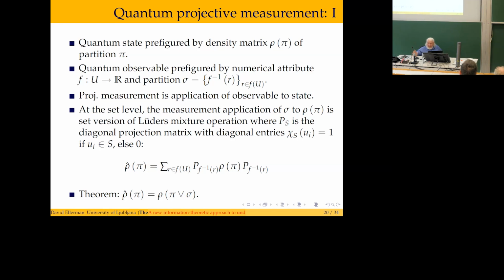So let's do the set version of a Lüders mixture operation, because we have the dictionary to translate these things back and forth. So the Lüders mixture operation, you remember, you pre and post multiply your pre-measurement density matrix by these projections. So in this case, it's just the simple diagonal matrices projected down to the F inverse of R, sum it over R, and you'll get the post-measurement density matrix rho hat. What is rho hat? It's the density matrix of the join.